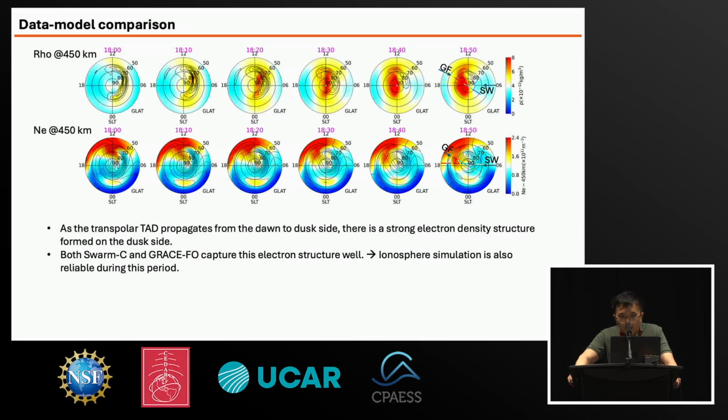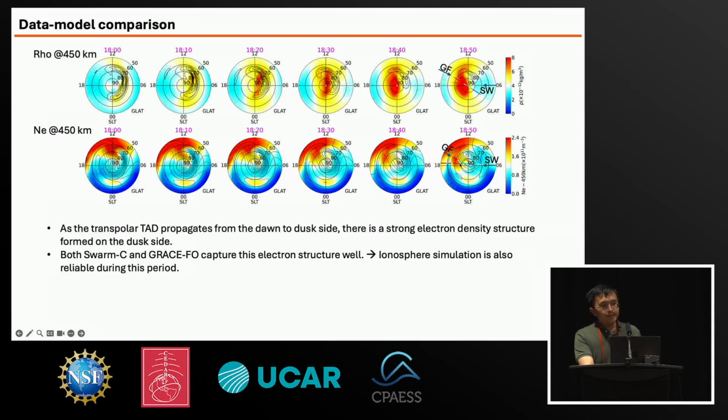Again, it might be a little bit difficult to see, but you can see that as the transporter TADs propagate from the dayside to the dark side, there are also electron density structures formed on the dark side. And both the Swarm and GRACE-FO capture the electron density well, roughly. This might be a little hard to see from the back seats, but when the observation shows some reddish colors, it's co-located with what is shown in the model.